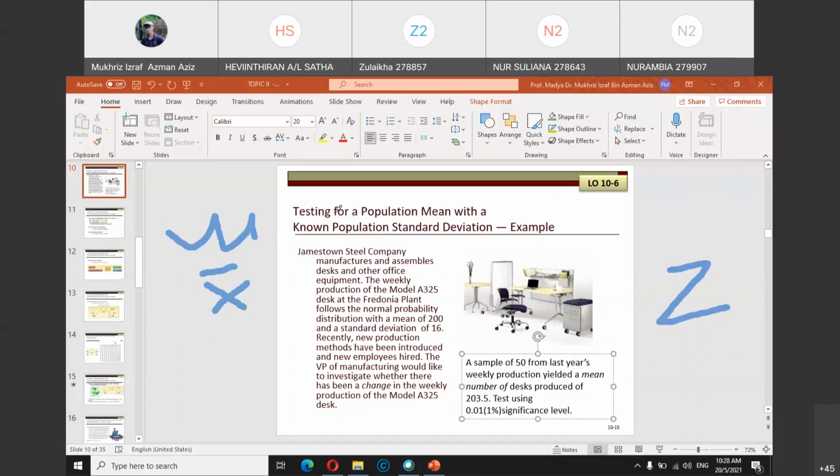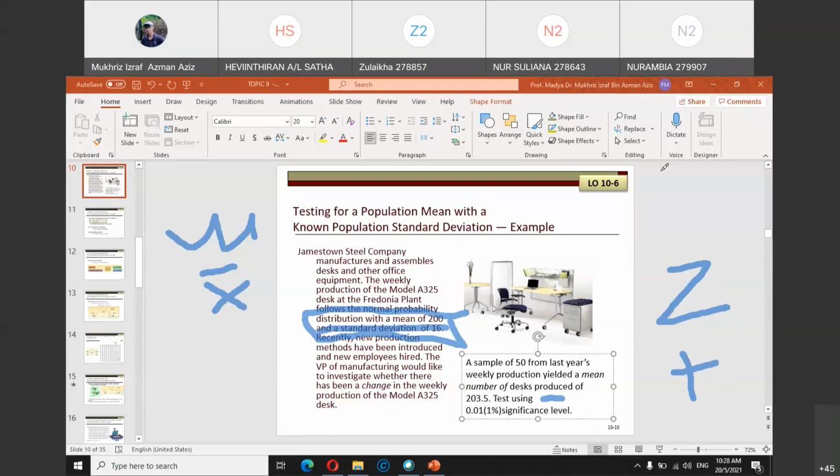Of course, this topic already mentioned that sigma is known. If you look at this statement, the reason sigma is from the population is that when they mention the mean of 200, it comes together with the sigma of 16, so it belongs to the same sentence. If this information is not given here, then that sigma would be mentioned in the statement of the sample, for example: a sample of 50 yielded a mean of 203.5 and standard deviation of 16. If that is the case, then sigma is unknown, meaning you are going to use T. So that's how you detect.